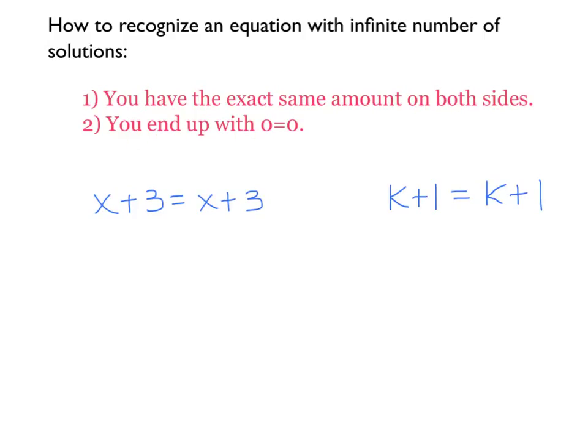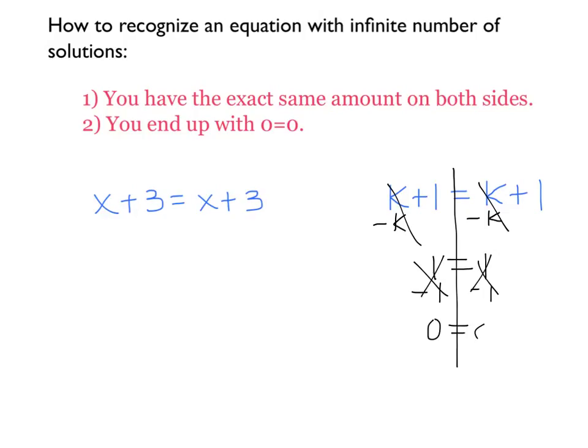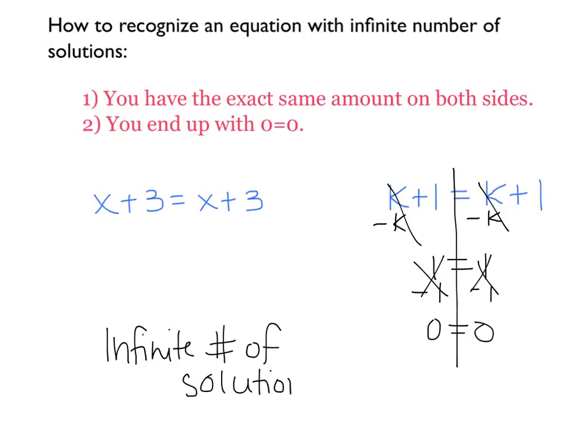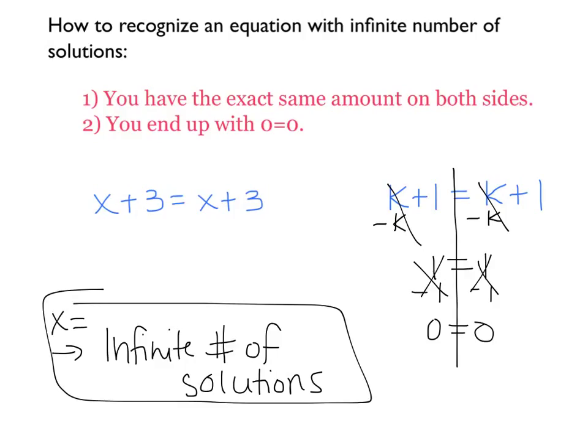Or if you end up with 0 equals 0. Let me give you an example of that. I'm solving this equation, and I see I should start with my k's. I'll take a k away from both sides. That's gone, so I end up with 1 equals 1, and then let's say I subtract a 1 from both sides. That's gone. I end up with 0 equals 0. If you end up with that, then you should know that x has an infinite number of solutions. There are so many answers to this. Anything works. So we're just going to write x is an infinite number of solutions, all real numbers, anything works. That's how you recognize one like that.